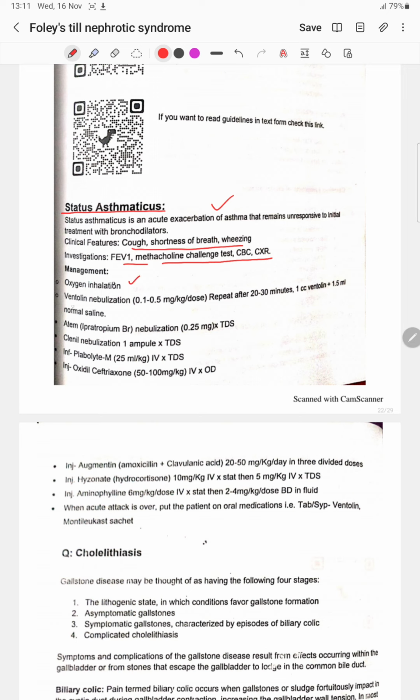Management includes oxygen inhalation and Ventolin nebulization 0.1 to 0.5 milligram per kg per dose, repeated after 20 to 30 minutes, using 1 cc Ventolin and 1.5 ml normal saline. Then ipratropium nebulization TDS, and a nebulization 1 ampule TDS, and an infusion per kg IV TDS, and injection ceftriaxone 50 to 100 mg per kg IV OD.